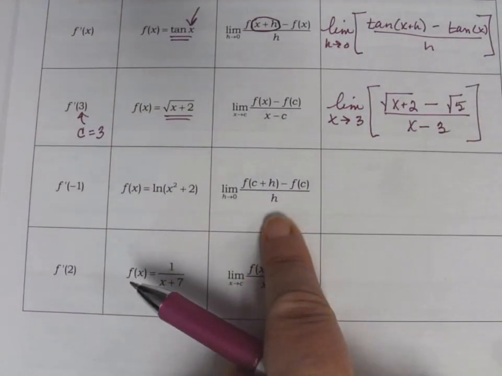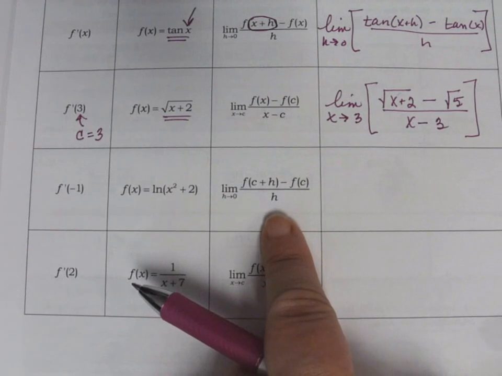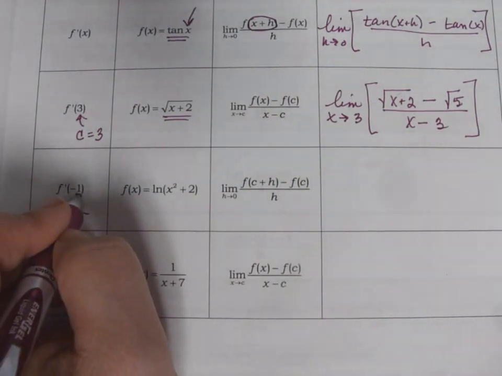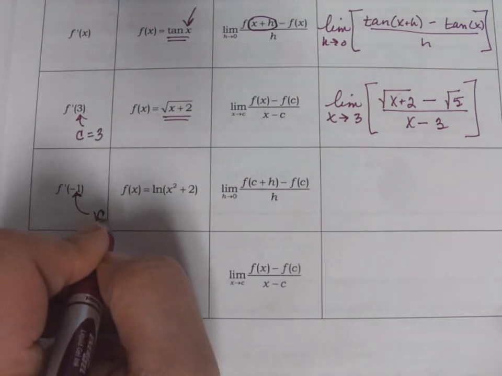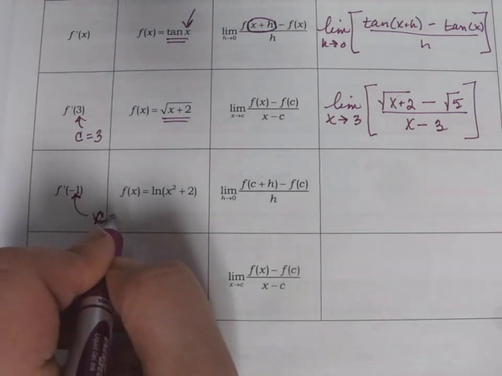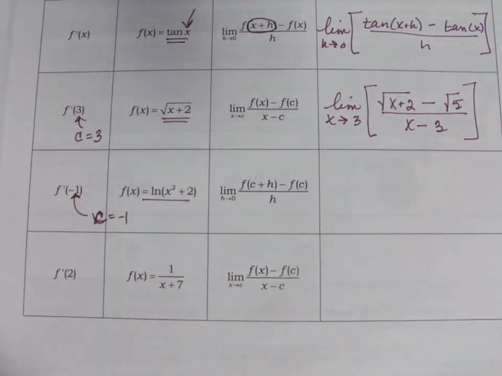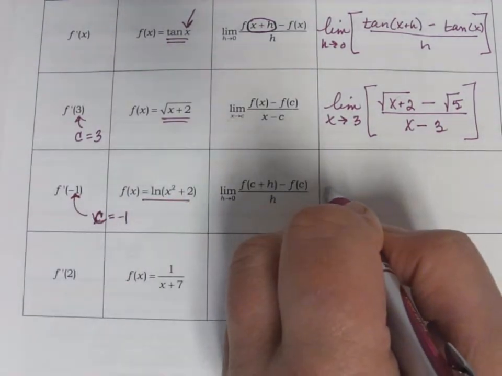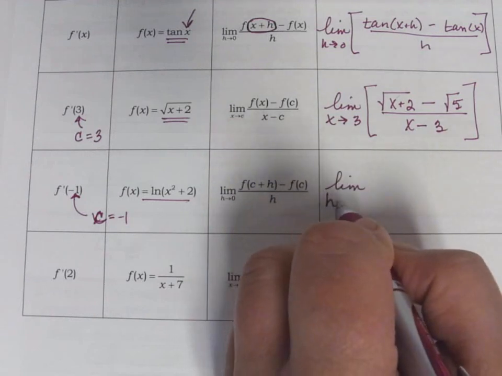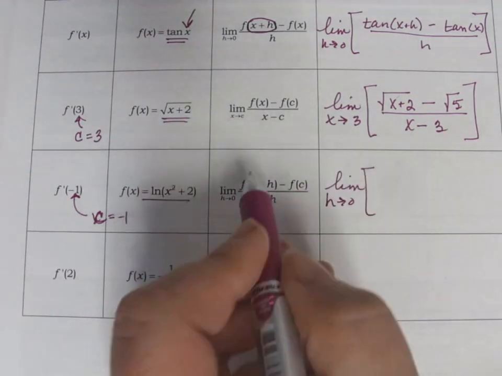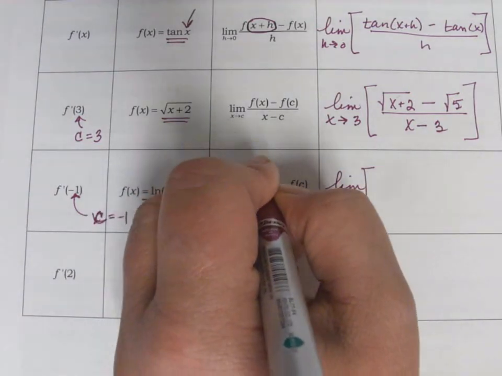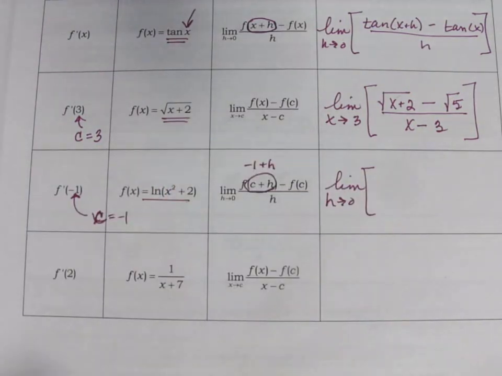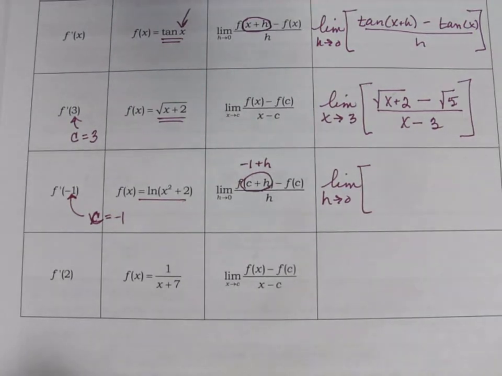Okay, this one is back to the alternate version of the h definition. Here is our x value. So our x value is, our c, let's see, we call it our c. So our c value is -1. Here's our function. So we start out with the limit as h goes to 0. Now we need f of c plus h. Well, remember, our c is -1, so our c plus h is -1 plus h.